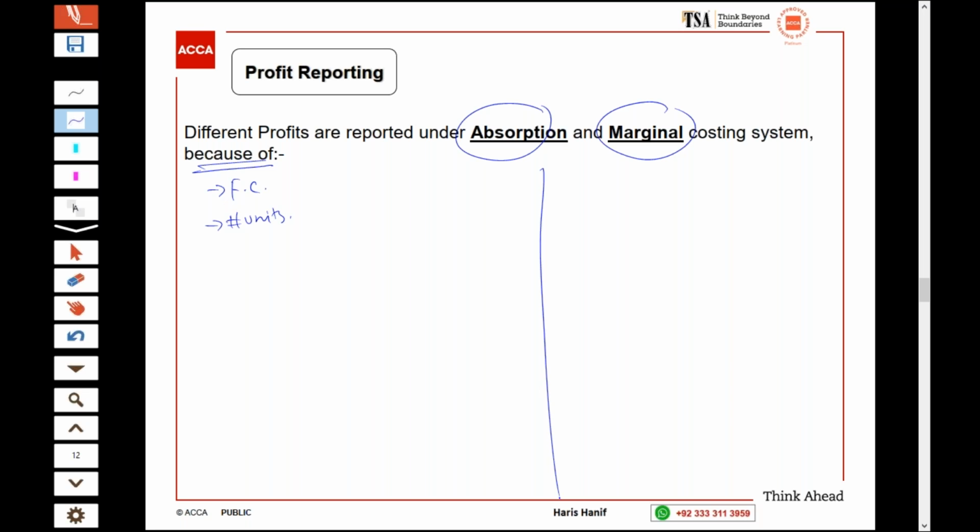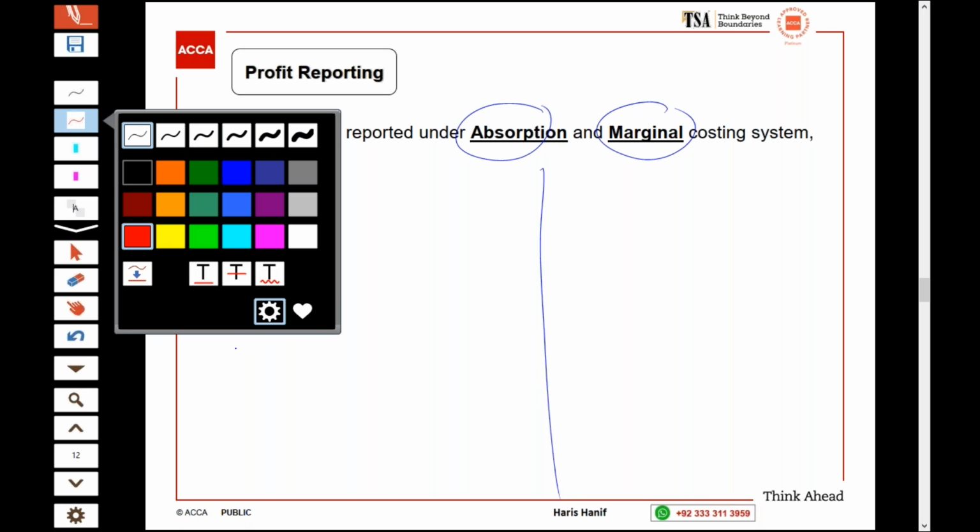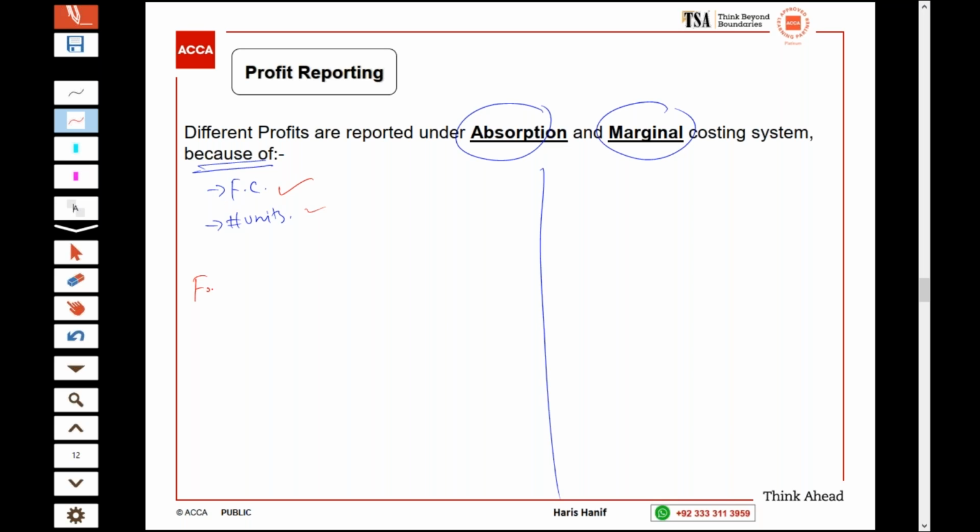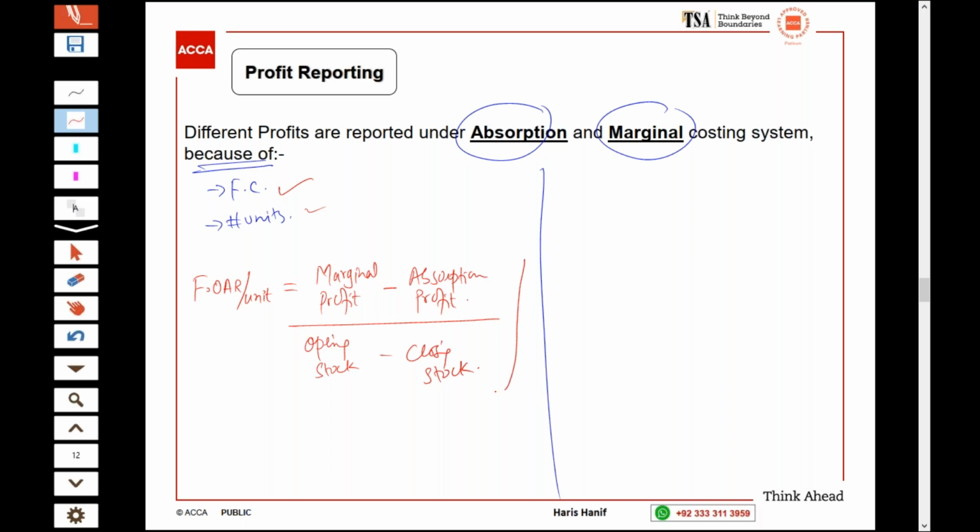I am now going to write a very simple trick, because at the last moment when you prepare for the exam, just remember this trick and you will be able to calculate all the questions of absorption and marginal profit reconciliations. Just remember this formula, involving fixed overheads and number of units. Fixed OAR per unit is equal to marginal profit minus absorption profit, divided by opening stock minus closing stock.